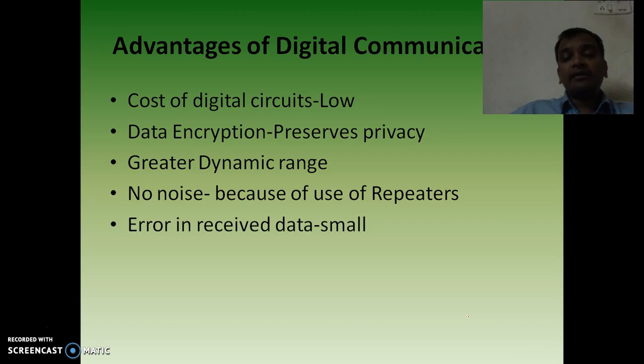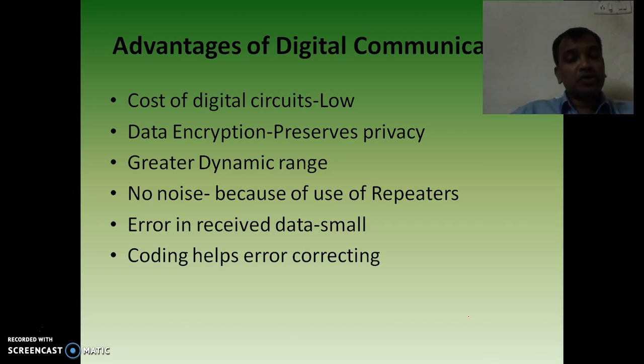Then the error at the receiver will be small compared to analog, and the coding helps in error correcting, because you are transmitting the data in the form of ones and zeros using different error control coding, where you add some bits for controlling the error at the transmitter side itself, known as forward error correction. That also we'll discuss further as we explore the digital communication subject.